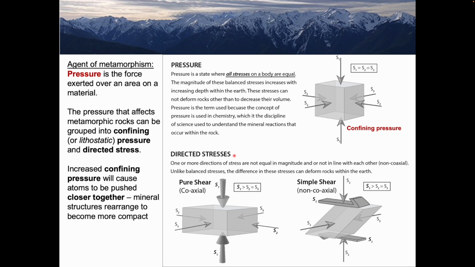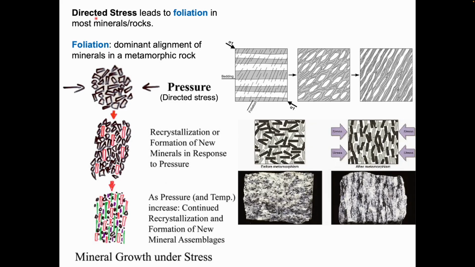In confining pressure, the stresses on all sides of your material are equal. Directed stress, on the other hand, has a dominant stress, which can produce either pure shear, which is single direction compression, or simple shear, which is a rotational force that causes your mineral to deform. Directed stress leads to foliation in most minerals and rocks. Foliation, which is our new featured word for this lecture, is the dominant alignment of minerals in a metamorphic rock.